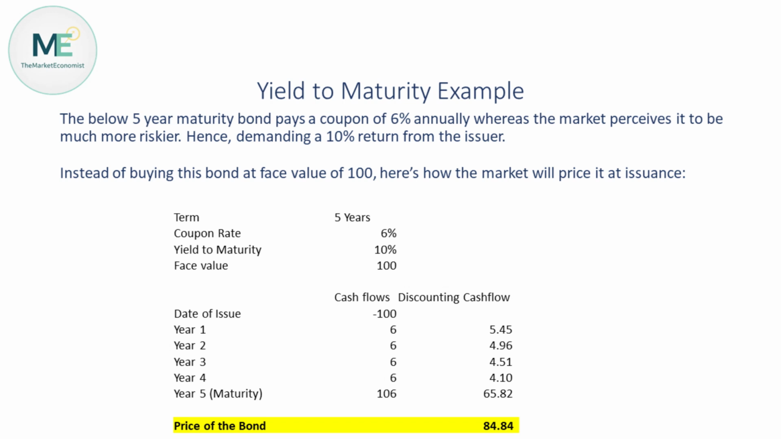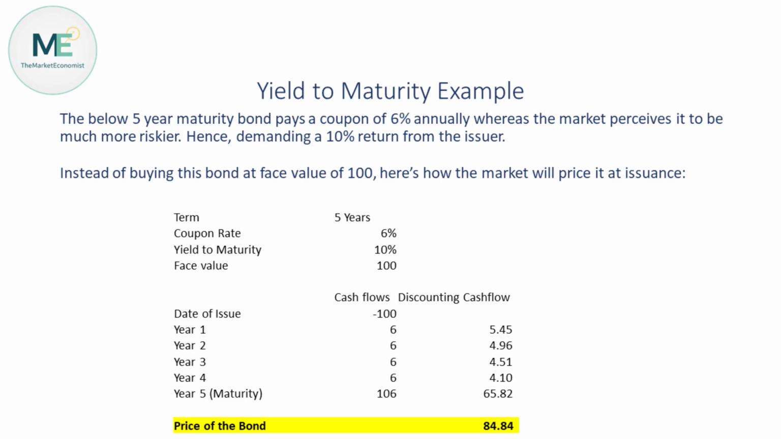So how will the market arrive at the present value of this bond? Face value is 100. If you look at the cash flows, after the first year we get 6 rupees back. After the second year we get 6 rupees again.